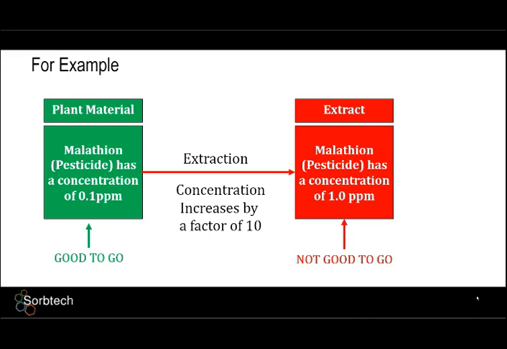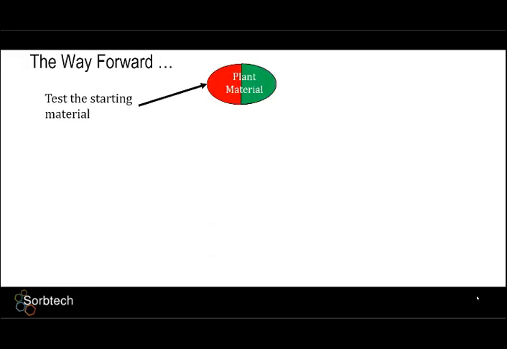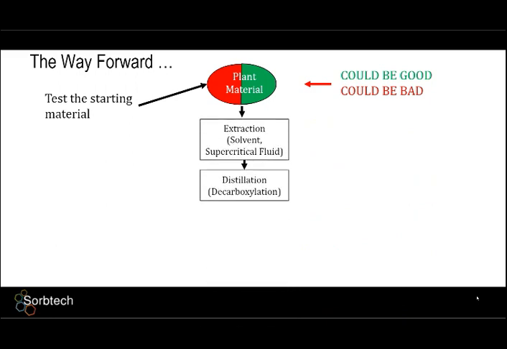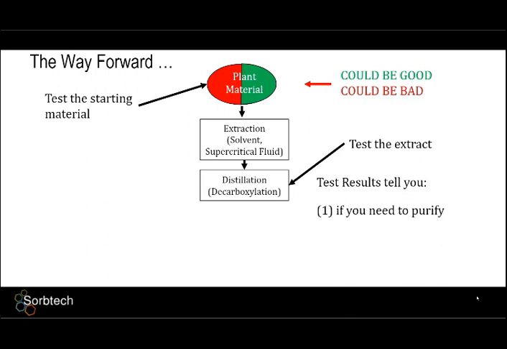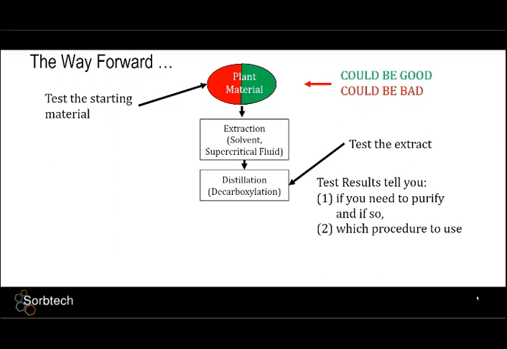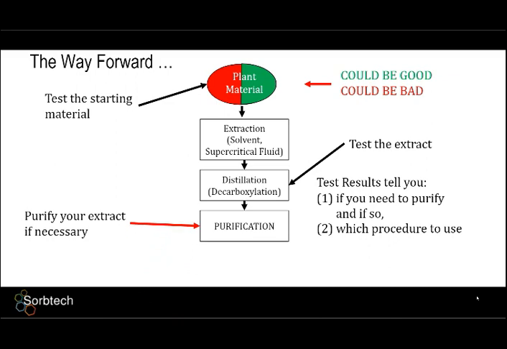So the way forward is to take your plant material and test it. It could be good or it could be bad. And then after you extract it and distill it, not everybody needs to distill, but a lot of people do, the test results from your testing tell you if you need to purify, because you may not need to, and if so, which procedure to use. And if it's bad, you have to purify it, and then you get your final product, which is good to go.